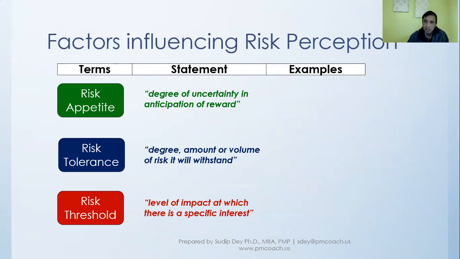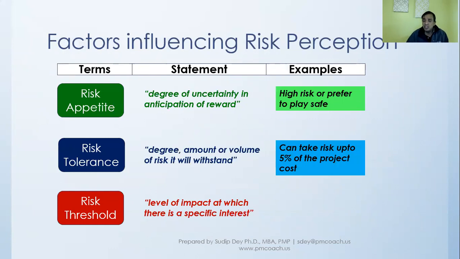So let's look at some examples. For risk appetite, someone says, hey, I'm a high risk guy, I can take a lot of risk. Or no, sorry, I am very conservative when it comes to risk, I would like to play safe. That is the kind of statement you see when someone is expressing their risk appetite. Whereas in terms of risk tolerance, they'll be more specific. They'll say, well, I can take risk up to 5% of the project cost. So it's like how much I can withstand, and so on.